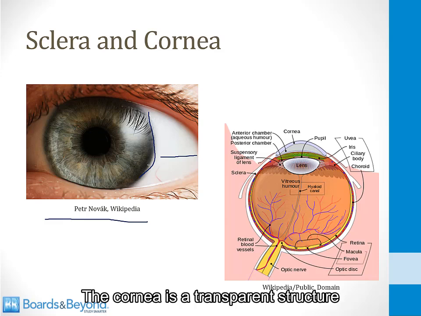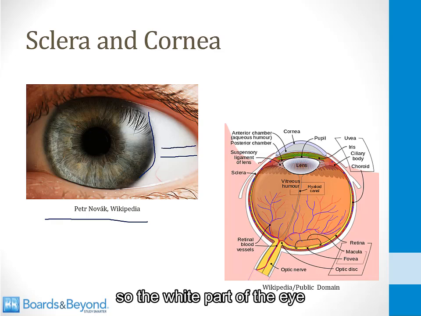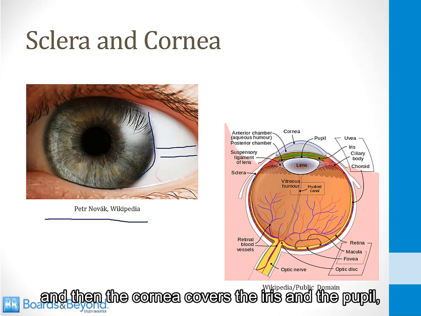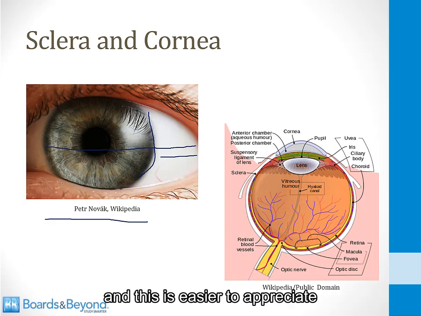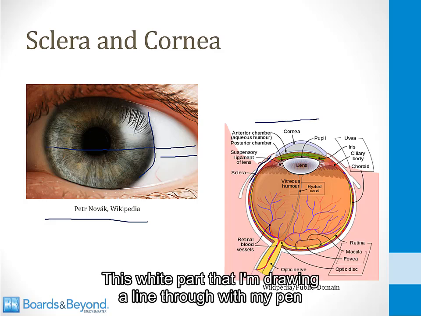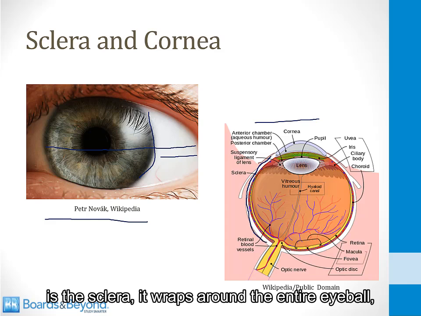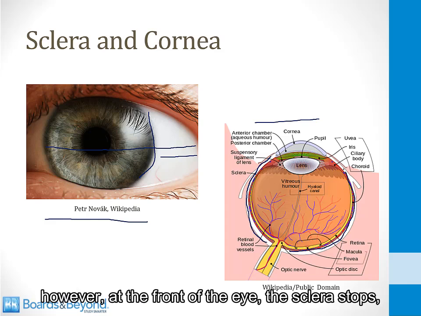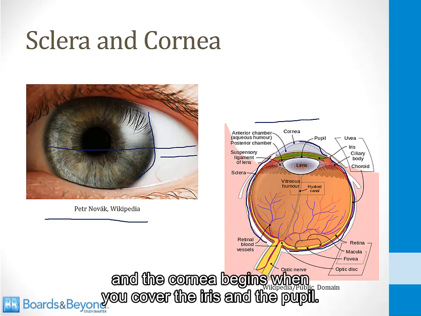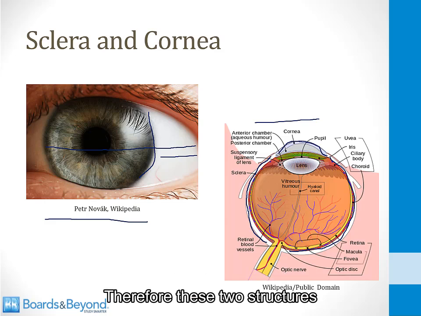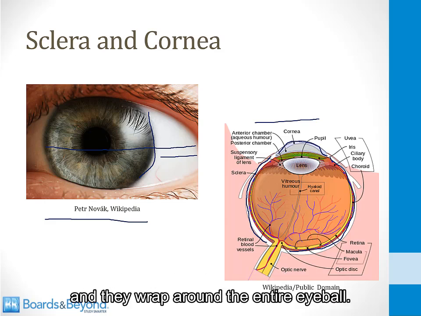The cornea is a transparent structure that covers the iris and the pupil. So the white part of the eye goes right up to the edge of the iris, and then the cornea covers the iris and the pupil. And this is easier to appreciate in the cross-sectional drawing on the right side of the screen. This white part that I'm drawing a line through with my pen is the sclera. It wraps around the entire eyeball. However, at the front of the eye, the sclera stops and the cornea begins when you cover the iris and the pupil. Therefore, these two structures are continuous with one another and they wrap around the entire eyeball.